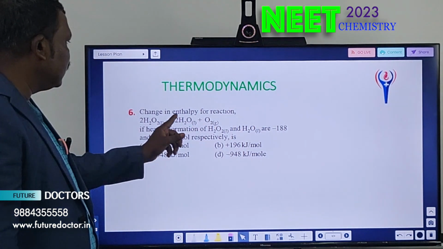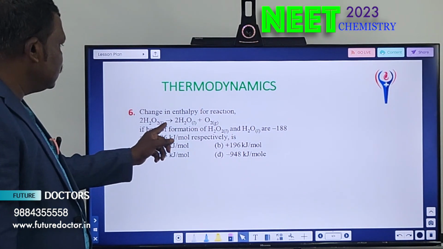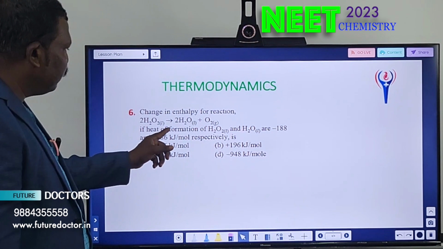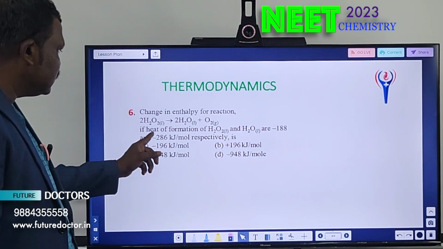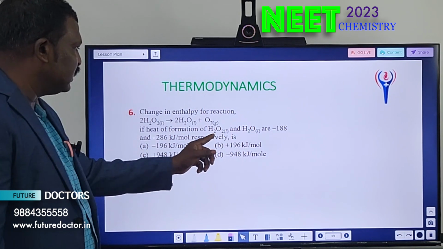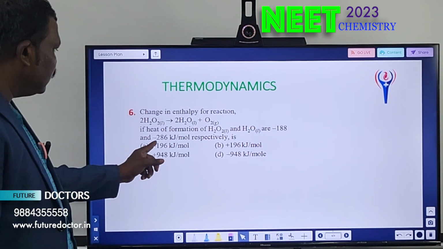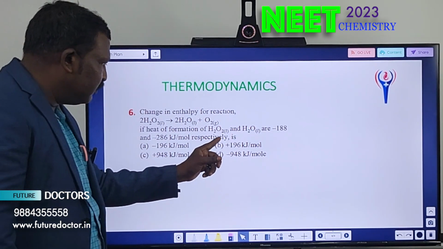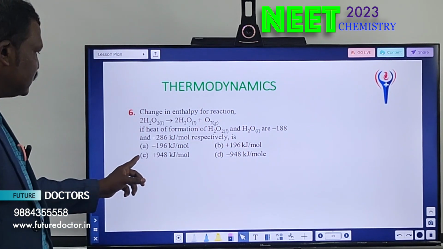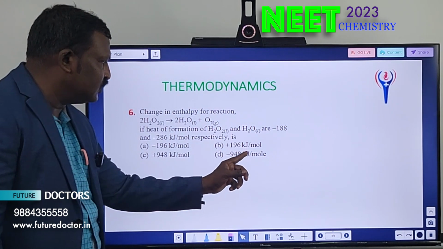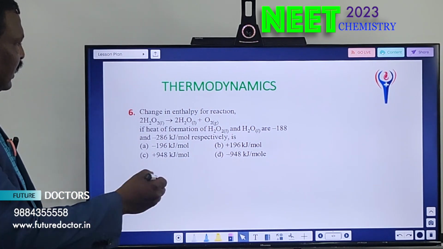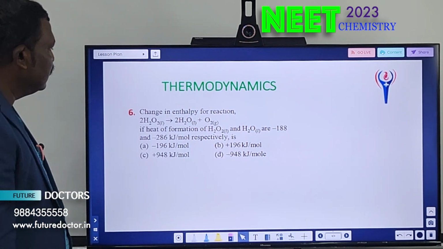Next one, sixth question. Change in enthalpy for the reaction 2H2O2 gives 2H2O plus O2, if the heats of formation of H2O2 and H2O are minus 188 and minus 286 kilojoule per mole respectively, is: option A minus 196 kilojoule per mole, option B plus 196 kilojoule per mole, option C plus 948 kilojoule per mole, option D minus 948 kilojoule per mole. Understood? Everyone has some formula, so just apply it and try to find out.